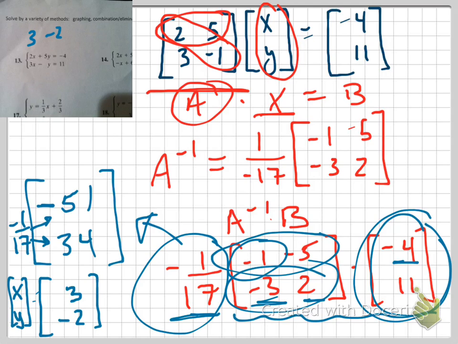3, -2. 3 times 2 is 6, minus 10 is -6. Plug it into the bottom one. 3, -2. 3 times 3 is 9, minus a -2 is +2, which is +11, and boom, it works. So that's how you solve a system of equations, by turning them into matrices and solving your matrix equation.